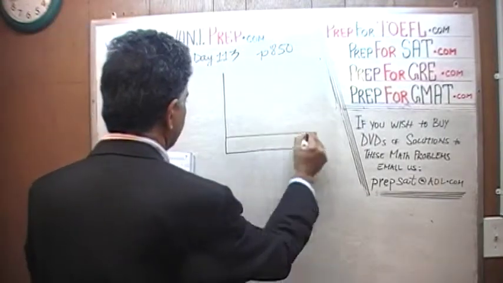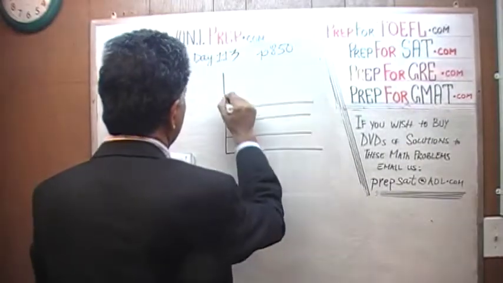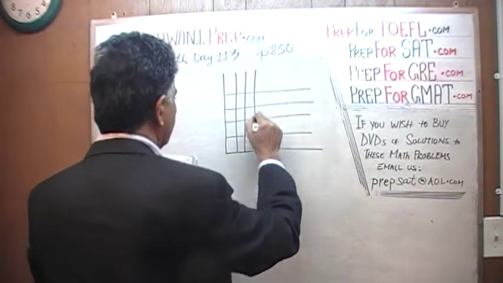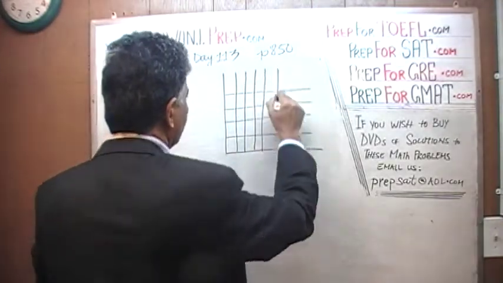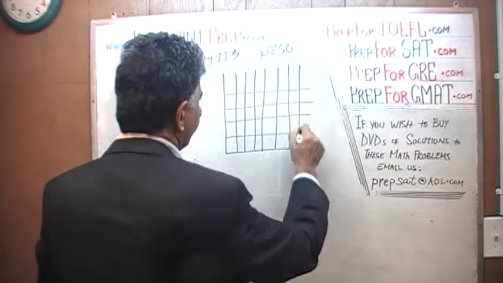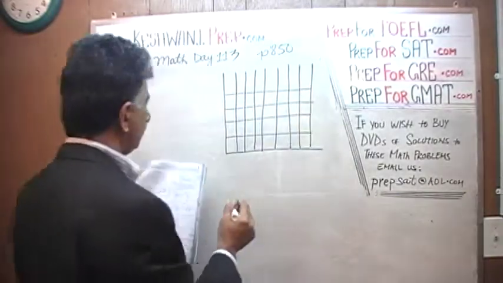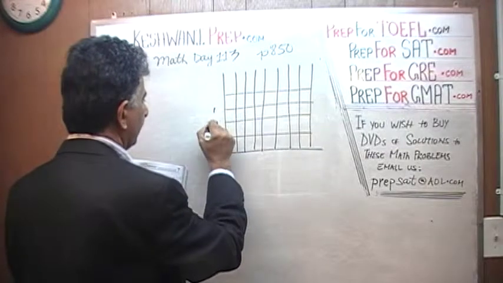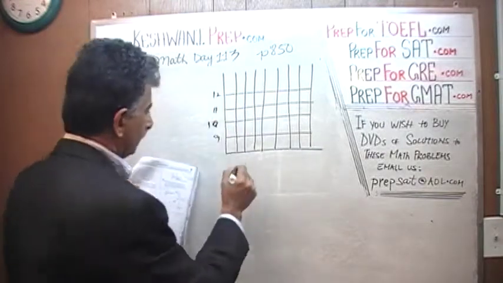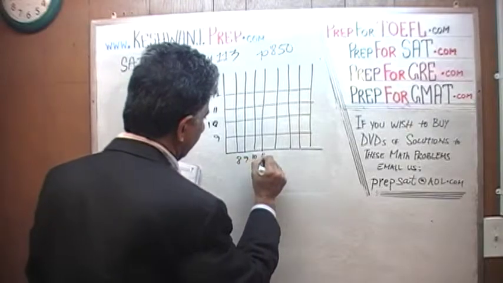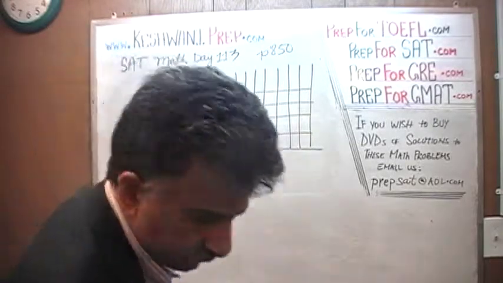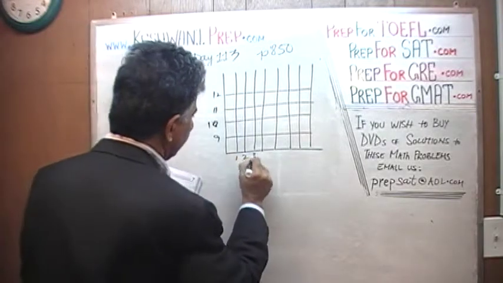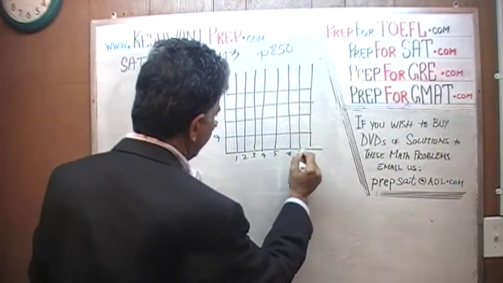We have 9th grade, 10th grade, 11th grade, and 12th grade. And we have 1, 2, 3, 4, 5, 6, 7, and 8, 9, 10, 11, and 12. 1, 2, 3, 4, 5, 6, 7, 8.